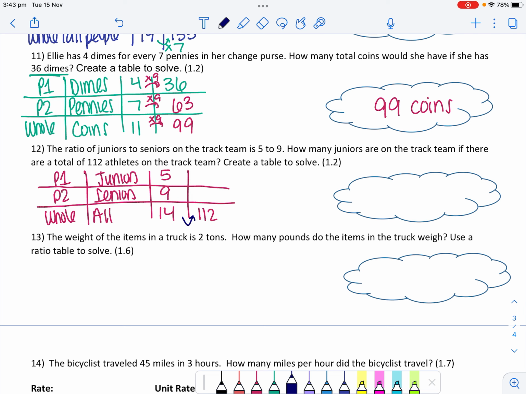14 times 8 is 112. 9 times 8 is 72. 5 times 8 is 40. How many juniors are on the track team? There are 40 juniors.